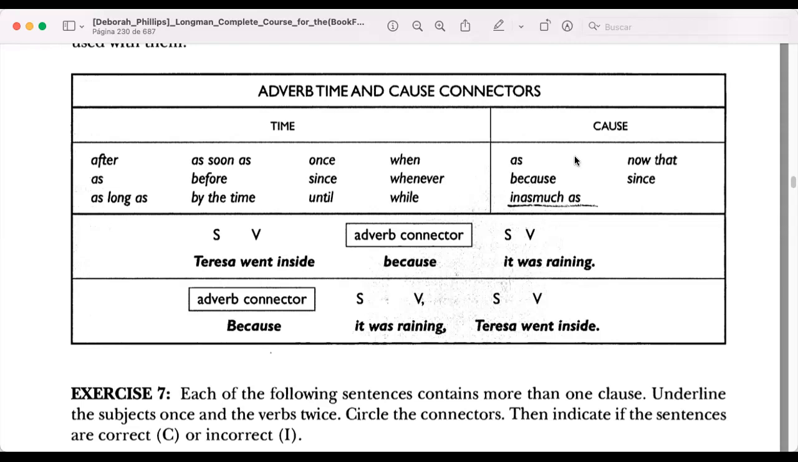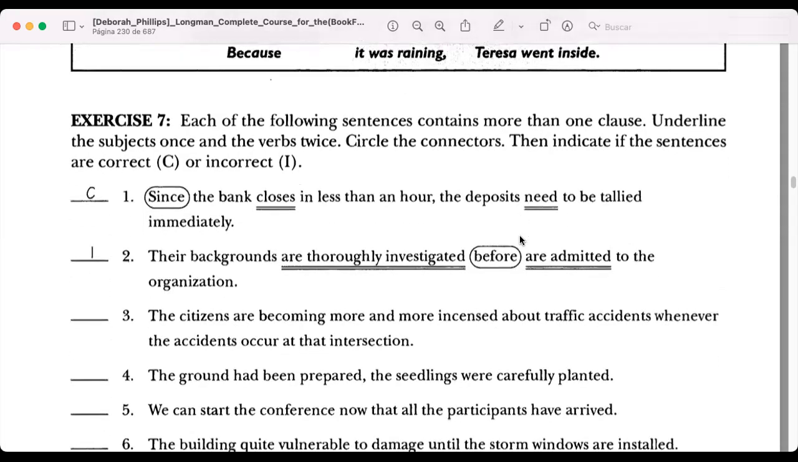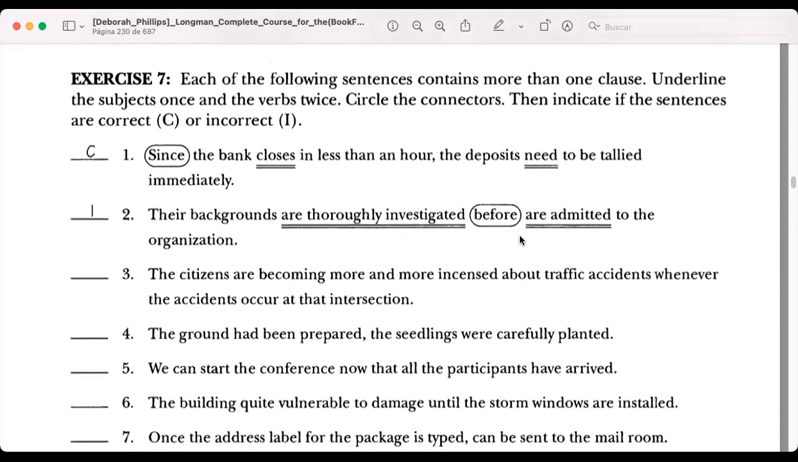Yes. The rest of the sentence will help you to understand if it is an adverb of time or a cause connector. Okay. Any other question? No. Are you sure? Yeah, sure. Okay. So we have this area to practice.